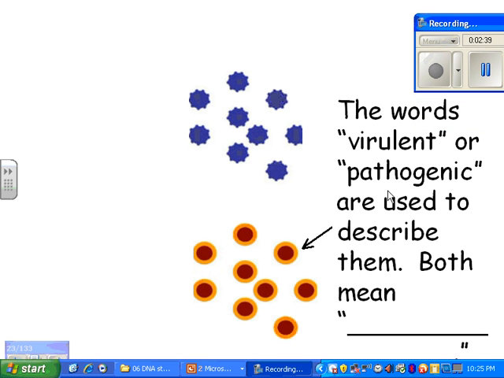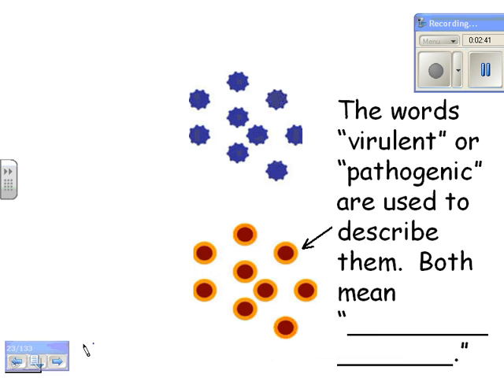The words virulent or pathogenic are used to describe them. Both of those words mean disease causing. So you can say, how virulent is this disease, meaning how likely are you to die? Or pathogenic also means something that can hurt you.